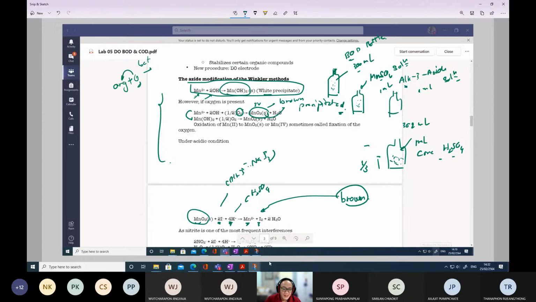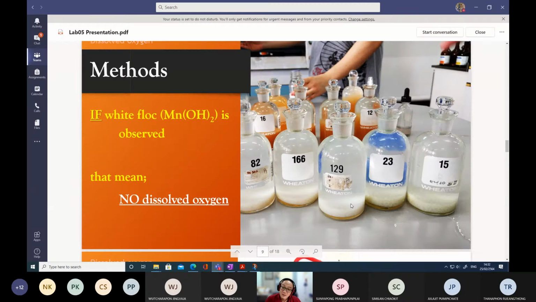That is why in this presentation, these are the samples where there is no oxygen present, but these are the samples where a certain amount of oxygen is left. Okay, so these are the differences between the first and second reactions in the previous slide.